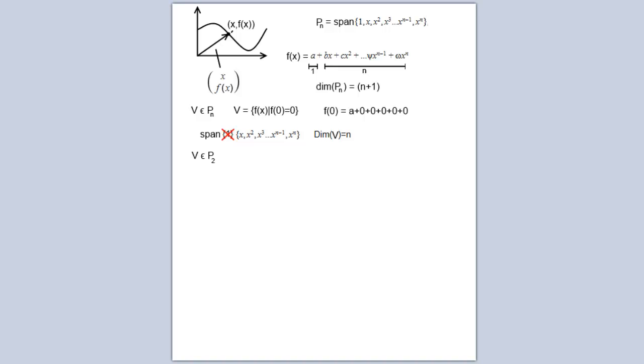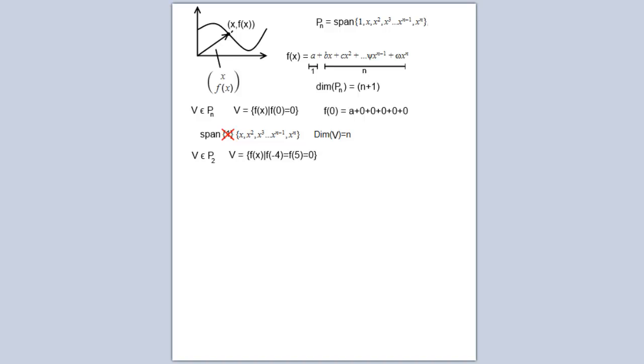Another example is when you have v as an element of, these should be subspace symbols, sorry. But v is a subspace of P2 and is defined such that f of negative 4 is equal to f of negative 5 is equal to 0, meaning that negative 4 and negative 5 are roots of the function.